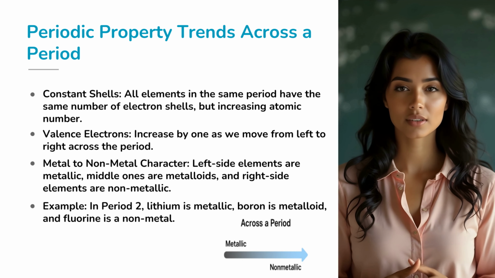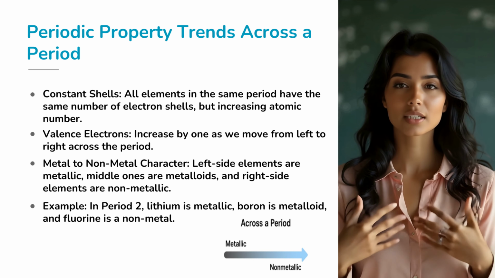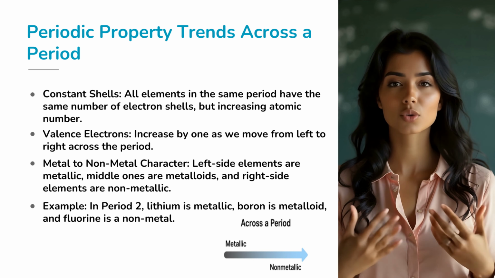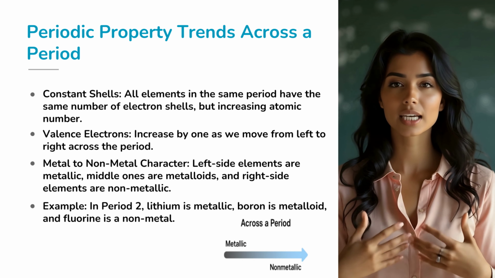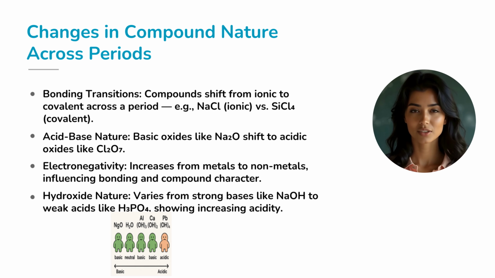Take period 2. Lithium is highly metallic, while fluorine is a strong nonmetal. That's a complete transformation across a single row. This trend helps chemists predict how elements behave even if they've never handled them in a lab. As we move from left to right in a period, the nature of compounds formed by elements also changes dramatically.